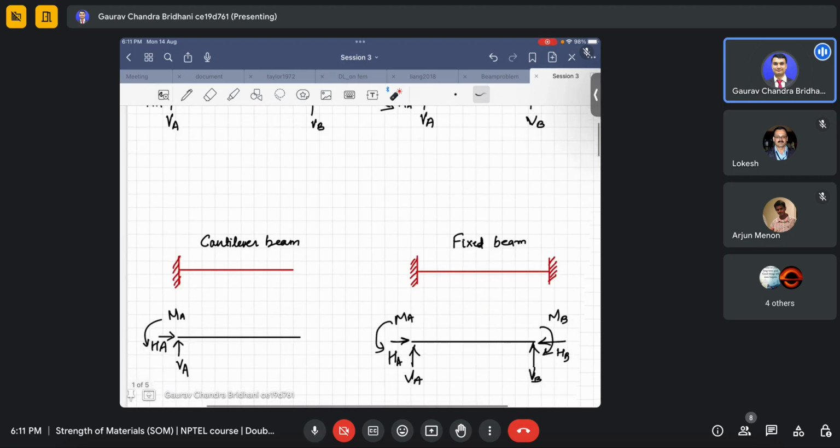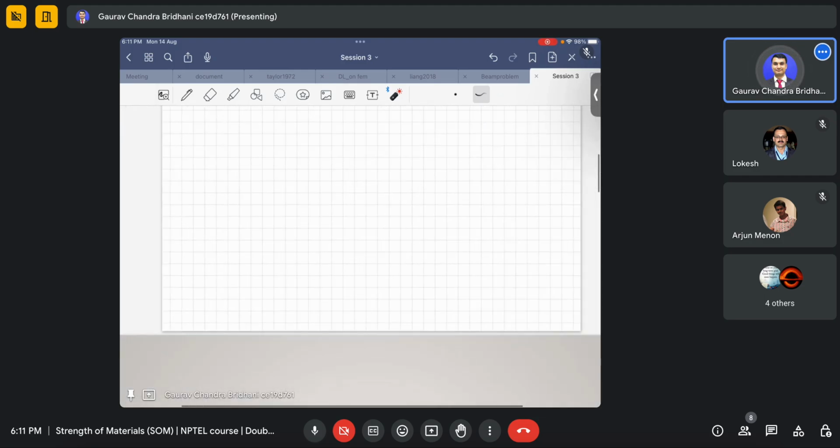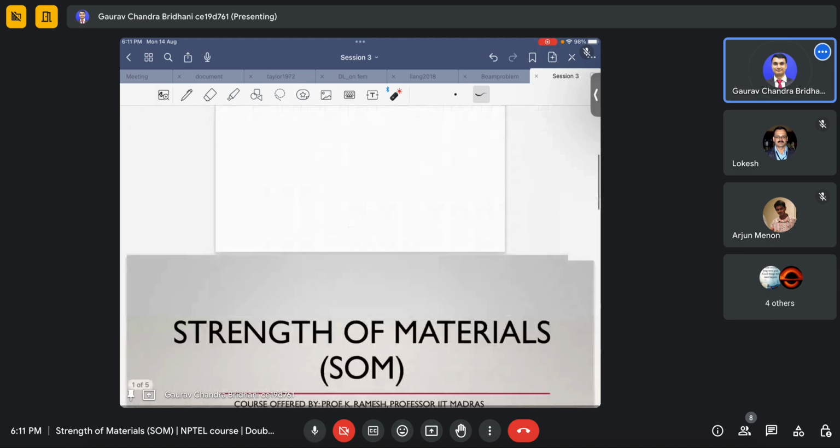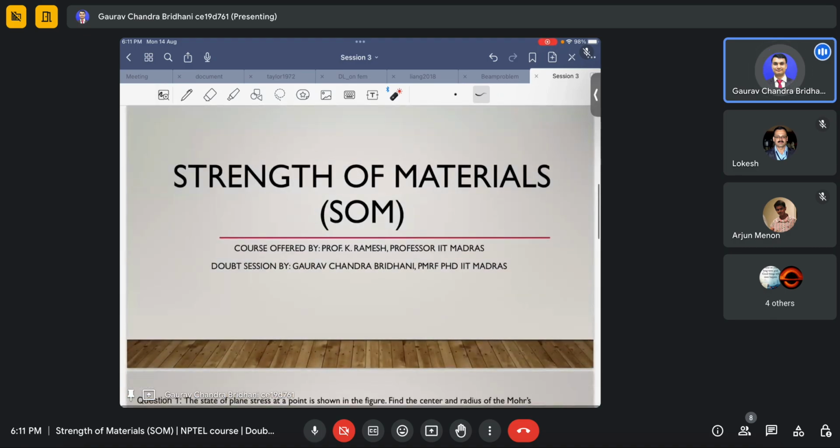Okay, now moving to this week's class, this week's session. As you might have gone through the week 3 lectures for the strength of materials course, in the third week lecture we had seen the Mohr circle and the proof of Mohr circle, why Mohr circle will always be a circle. It will always be a circle. The professor has proved that mathematically there.